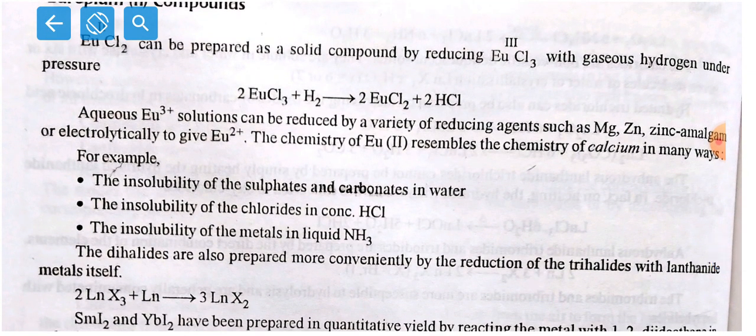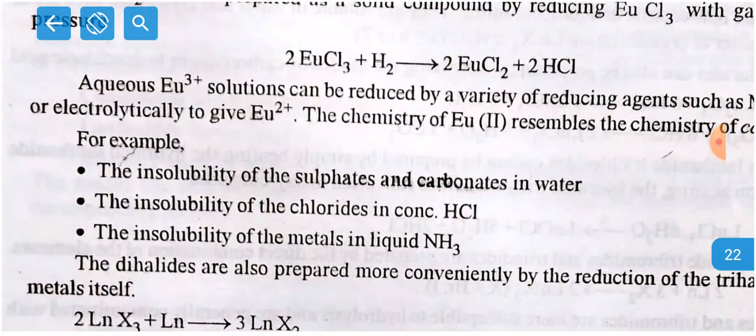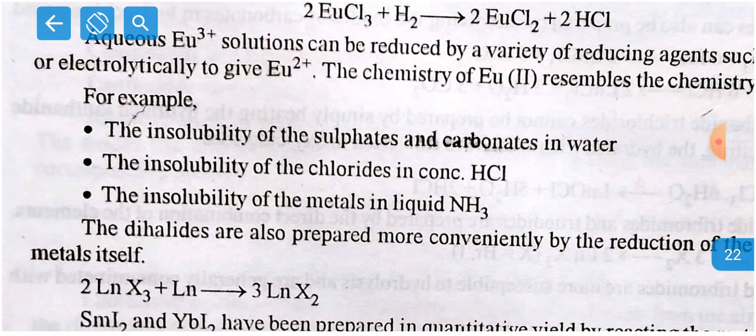The chemistry of europium 2+ resembles the chemistry of calcium in many ways. For example, the insolubility of the sulfate and carbonate in water, the insolubility of the chloride in concentrated HCl, and the solubility of the metal in liquid ammonia.